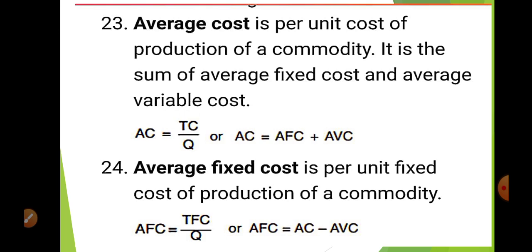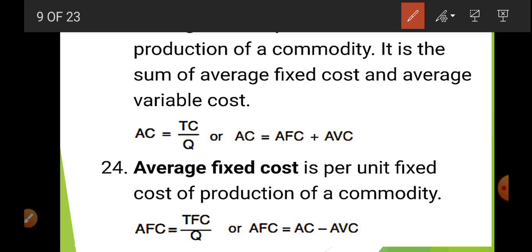Now, next point is average cost. Average means per unit. So it is related to the per unit cost of production of a commodity. That is, if you are producing something, what is the average cost of producing a unit? That is known as average cost. It is the sum of average fixed cost and average variable cost. So this is one way to calculate average cost, AFC plus AVC. When we add them, we get the average cost.